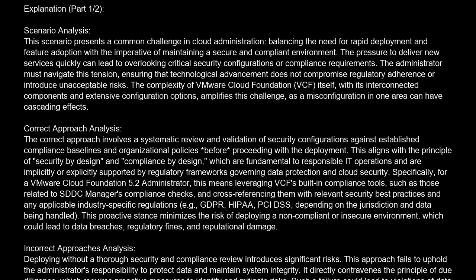Correct answer is D. Proceed with the deployment as planned and schedule a comprehensive security and compliance audit for the workload domain within 30 days of its go-live date.